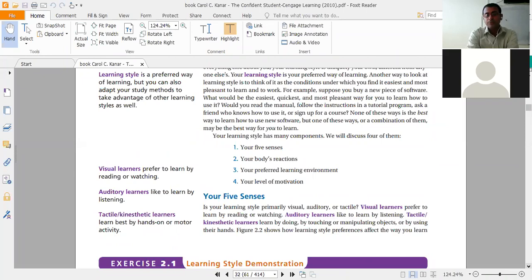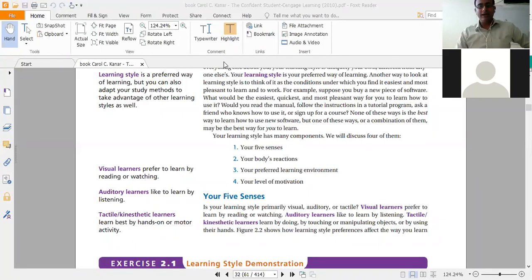Visual learner is one who prefers to learn by reading or watching. In reading also you are watching. Auditory learners like to learn by listening. For example, those who are interested in listening to lectures. And tactile kinesthetic learners learn best by hands-on or motor activity, like to do something themselves. अपने हाथ का इस्तेमाल करते हैं, पाँव का इस्तेमाल करते हैं, जुबान का इस्तेमाल करते हैं. So they would like to do something, and in this way they will learn. So these are the three learning styles.